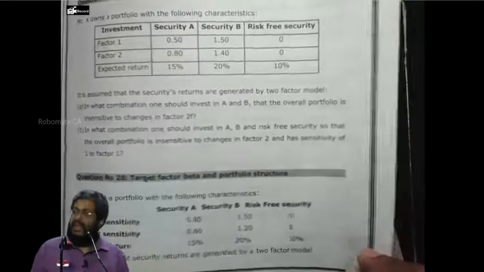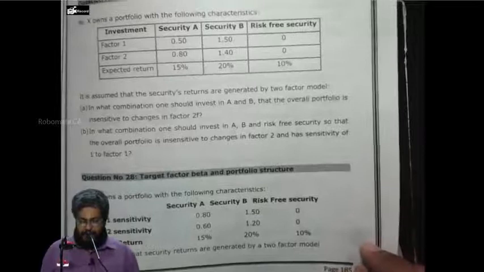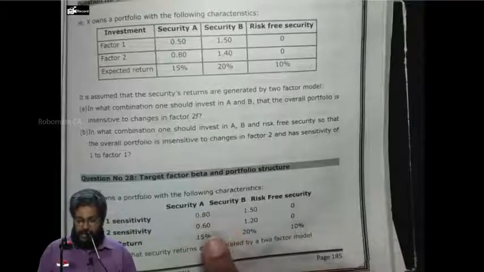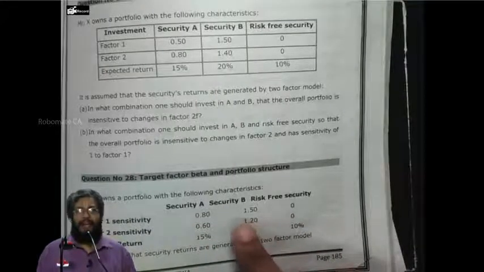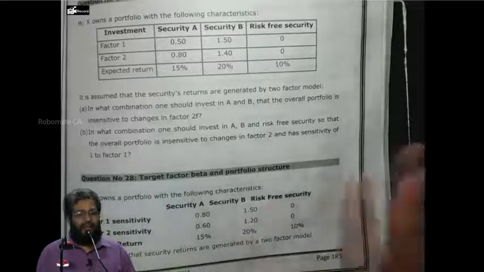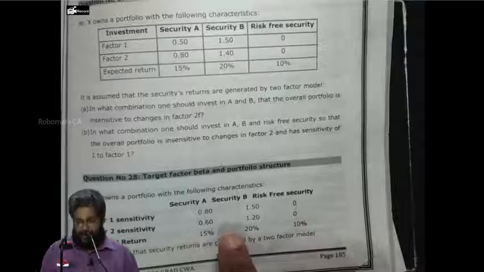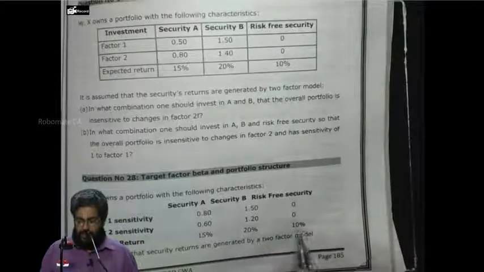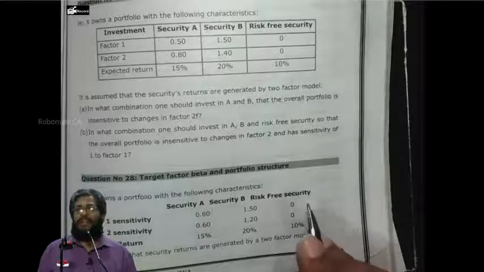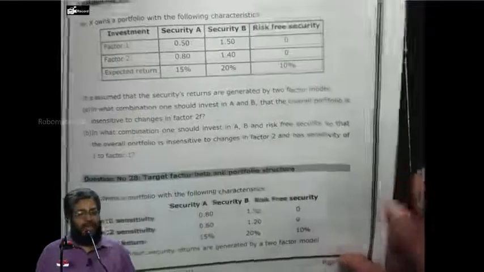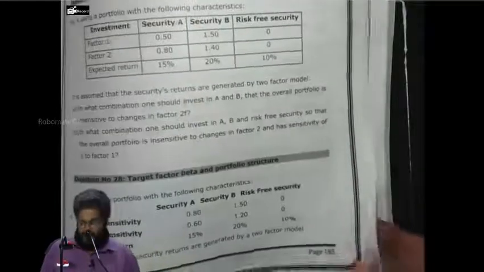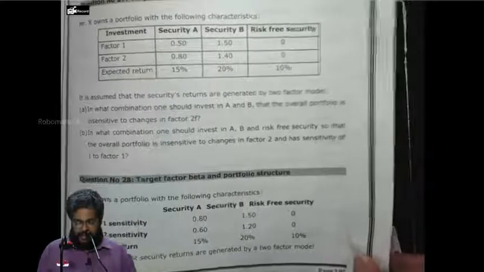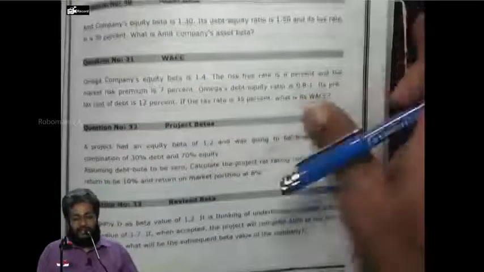Security A, security B, and risk-free security. Factor 1 sensitivity 0.8, 1.5, 0. What is this 0.8, 1.5, 0? Tell me what it is. Factor 1 beta. Sensitivity or variability means what? Beta. Factor 1 beta is 0.8, 1.5 and 0. Factor 2 sensitivity 0.6, 1.2 and then 0. Why do we have 0 as the beta for the risk-free security? It does not react to any market or macroeconomic factor, is the meaning. Expected return 15, 20 and then 10%. It is assumed that security returns are generated by a two-factor model.